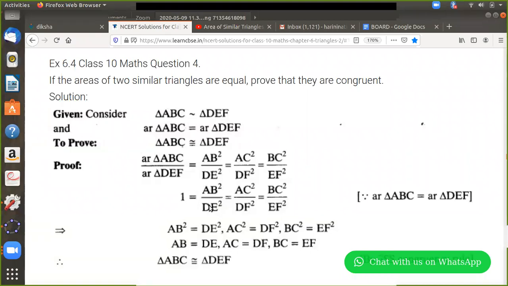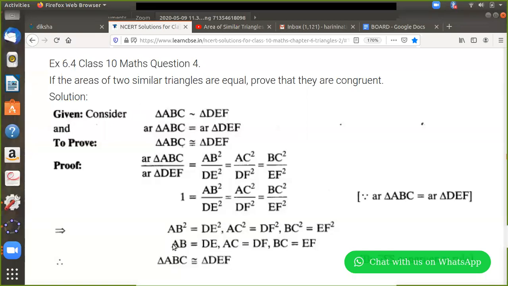So your AB square will become equal to DE square. Same way AC square will become equal to DF square. And BC square will become equal to EF square. If their squares are equal, then their individual units are also equal. If AB square is equal to DE square, when I take the square root on both sides, I'll get AB is equal to DE. Similarly, AC will become equal to DF and BC will become equal to EF.